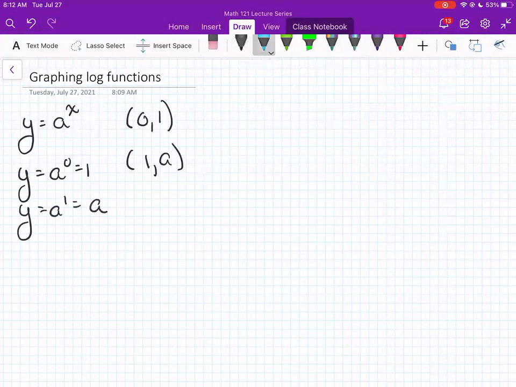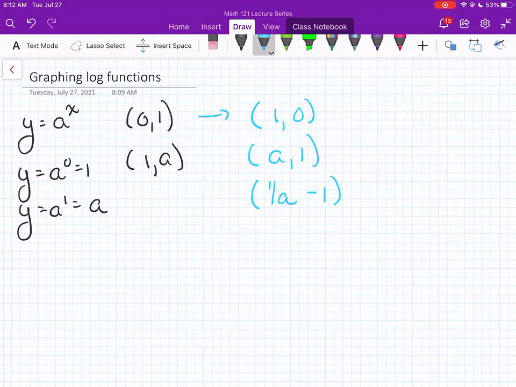Since we know that logs are the inverse of exponentials, the log equations are always going to have the point (1, 0). Remember, in an inverse, we switch x and y. The other point that they're going to have that's going to be helpful is going to be (1 over a, negative 1). We'll look at why that is in just a second.